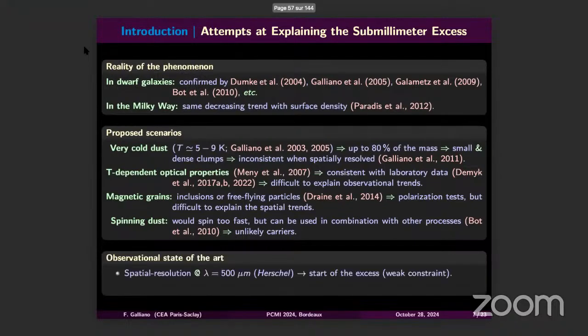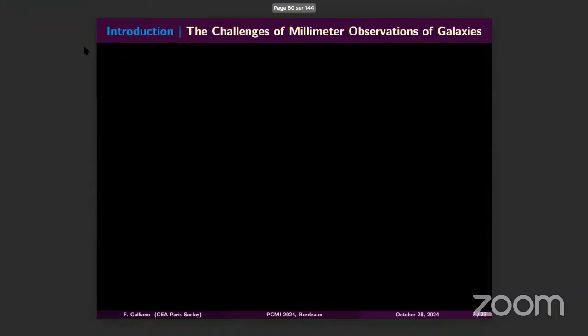So the point where we are now is that we have a few observations with good spatial resolution, but only at short wavelengths, so we have a rather weak constraint. And we have a few large-scale observations, for example with Planck, but where we lack the spatial resolution. That's why we need good spatial resolution at millimeter wavelengths, which is why NIKA2 is very important for this type of project.